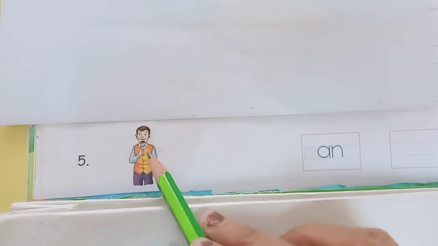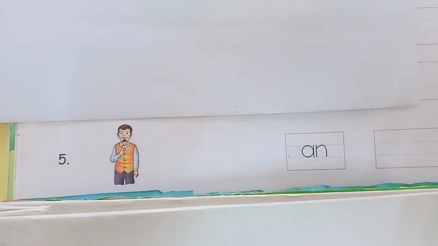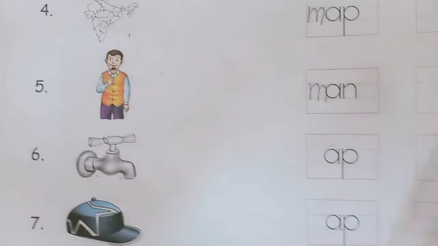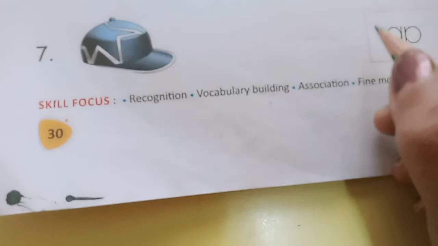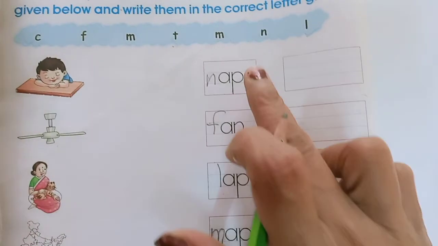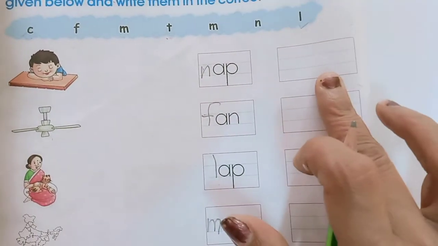Yes, dear kids, who is this? He is a man. So you have to take M. And you have to write C here, C-A-P, cap. Yes, now we will read. Yes, dear kids, you have to read all this spelling and you have to write the same spelling here also, okay?